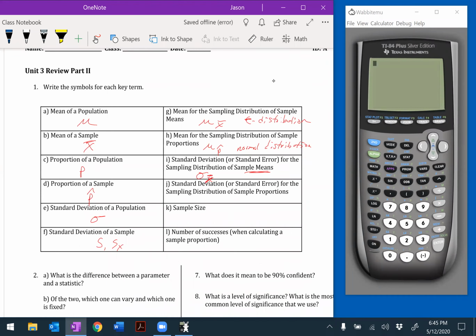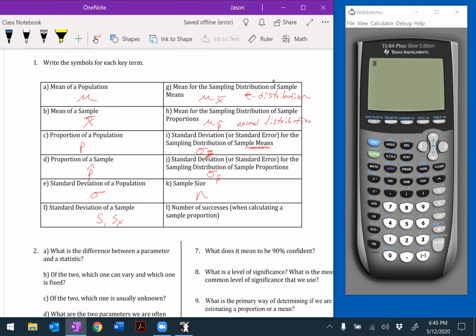What's the standard deviation for the sample proportions? That's sigma of p hat. What's the sample size? That's easy, that's n. And what's the number of successes when calculating the sample proportion? That's x. Number of successes is x.